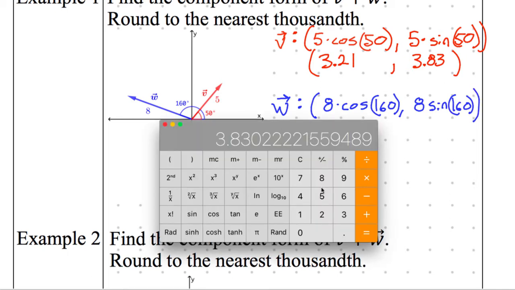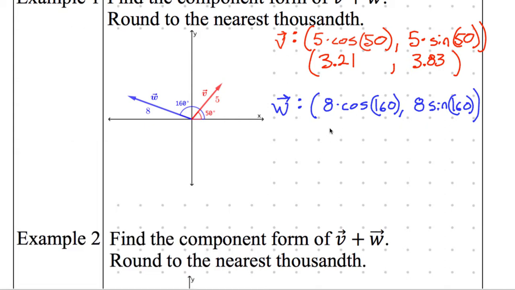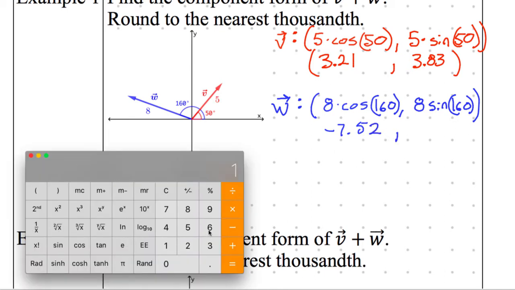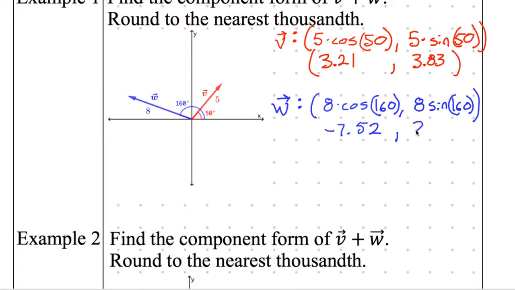All right, get out your calculators. 160, taking cosine, we're going to multiply that by 8. And that makes sense because we have a negative x value, so we have a negative 7.51? No, 7.52, I rounded incorrectly. And then I have 160, I need to take sine of that, and then multiply it by 8, to get 2.74. All right, I'll wait here, Daisy, and make sure that you get the same answers.